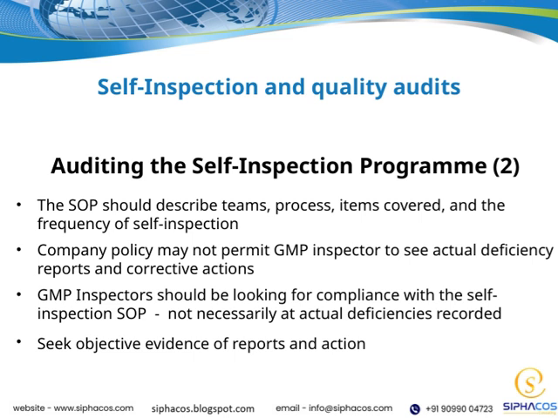The key point here is that GMP inspectors should be looking for compliance with the SOP itself, rather than hunting for specific deficiencies that have already been recorded. They should seek objective evidence, things they can see, measure, or verify, like reports and actions taken, to confirm that the self-inspection process is being properly followed. This ties into the broader theme of maintaining quality and compliance through both self-inspections and formal quality audits. The goal is to create a culture of continuous improvement, where inspections are not just a checkbox, but a genuine tool for ensuring product safety and regulatory adherence.